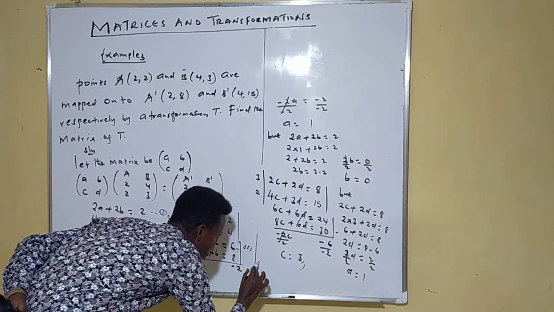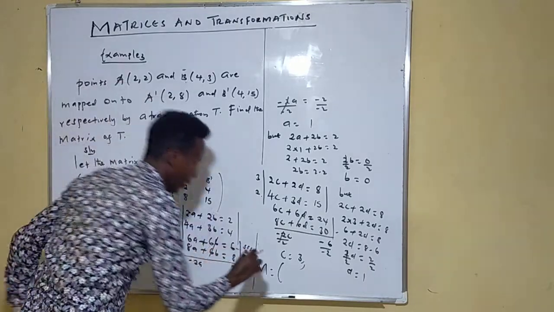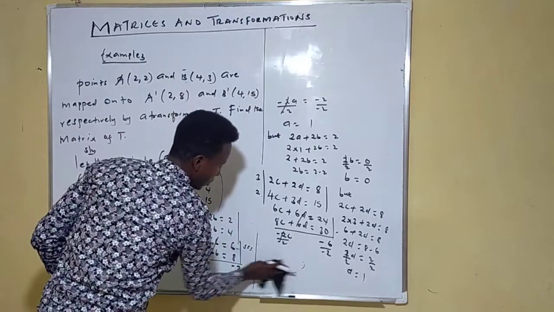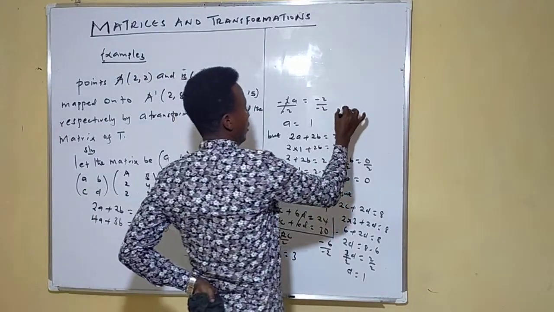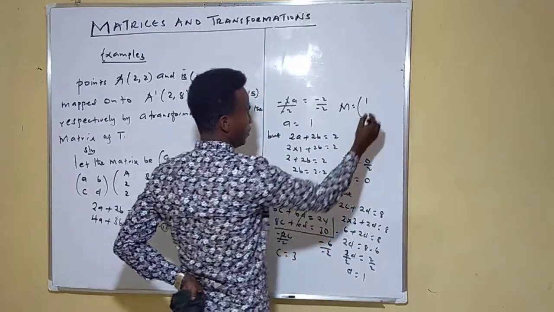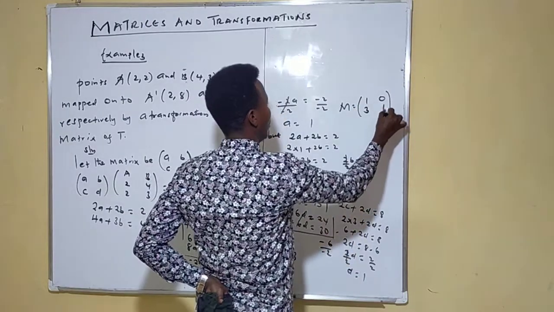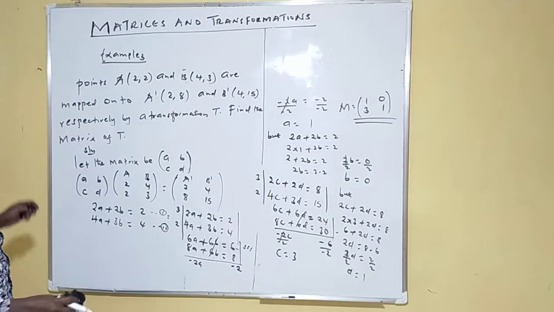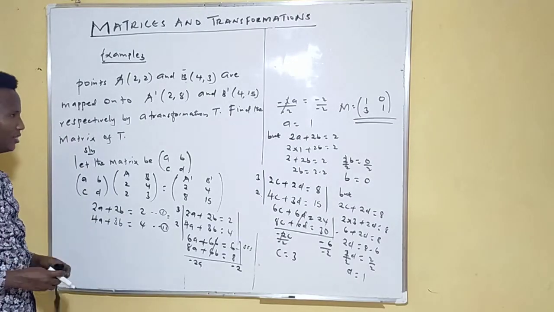So what are we going to say? Our matrix M, therefore, is equal to, our a was what? Let me write it for you here. Our matrix M will be: a was 1, our b is 0, c is 3, and d is 1. Okay? So that is the final answer. That is the matrix which maps these object points onto those two image points. Just understand that, guys. It is very easy.